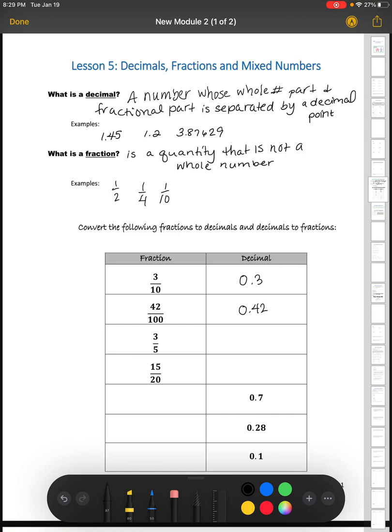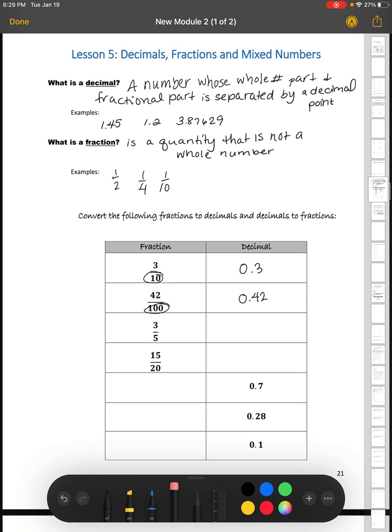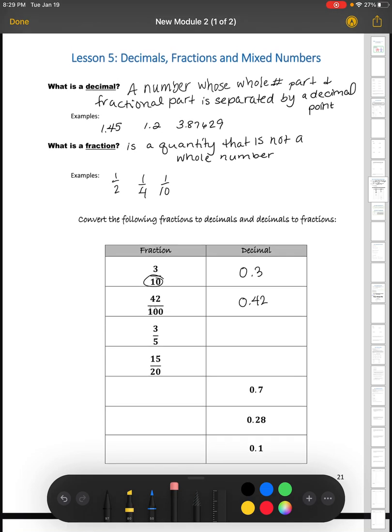Now, what happens a lot of times is we'll give students these examples where there is a base 10 denominator. These numbers have a 1 and zeros after them, and they think, oh, great, you just put the numbers down, like 3/10 is 0.3, 42/100 is 0.42, and then they'll see 3/5 and they'll be like, oh, 0.35. And that's not the case.